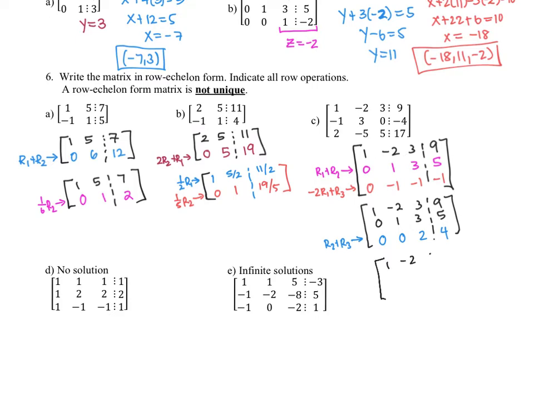1, -2, 3. 0, 1, 3, 5. And then for the last row, I want to half it or divide it by 2. Half a 0, half a 0, half of 2, half of 4. Okay, now this is in row echelon form. If I wanted to solve it, I could solve it very easily, but I'm not going to right now.